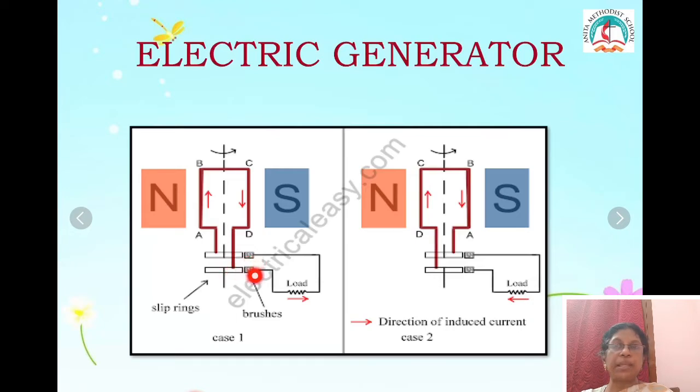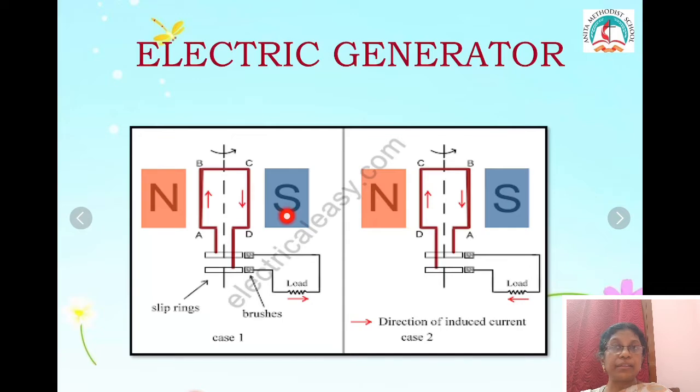These two slip rings are connected to carbon brushes and to the external circuit, the load which receives the current. Remember, here we are converting mechanical energy into electrical energy. So now this armature is rotated by some mechanical means. It is rotated in between a powerful magnet.